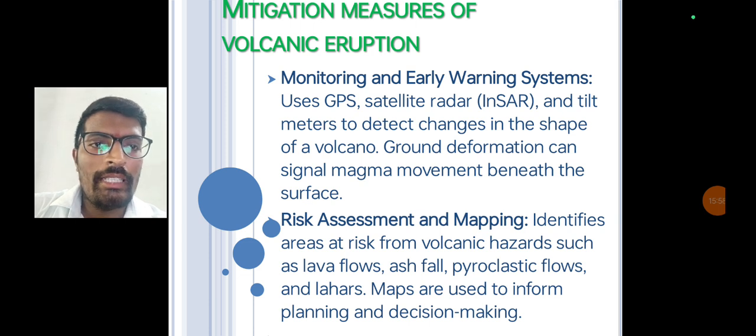The second mitigation measure is risk assessment and mapping. It is used to identify the areas at risk from volcanic hazards, such as lava flows, ash flows, pyroclastic flows and lahars. These maps are used to inform planning and decision making, and they help in the migration of people in high risk prone areas to safer places.